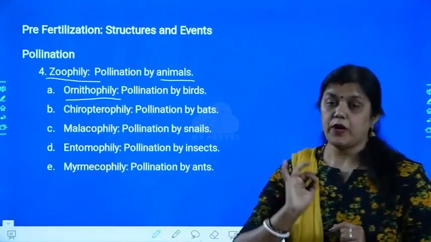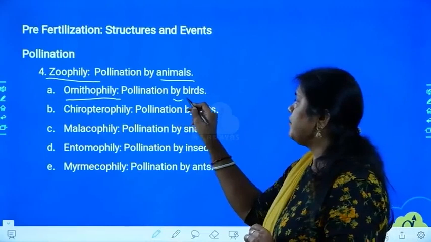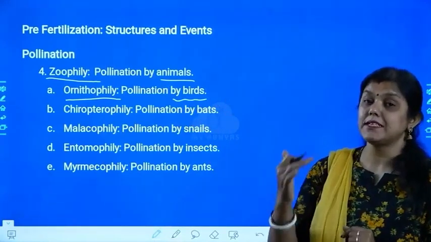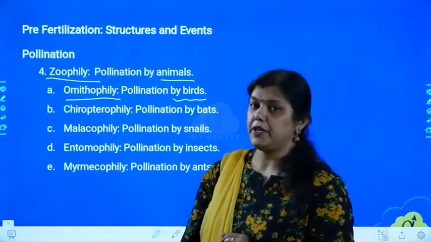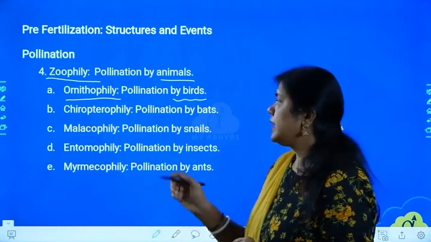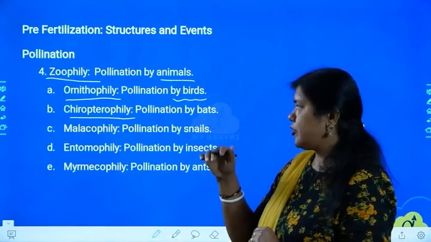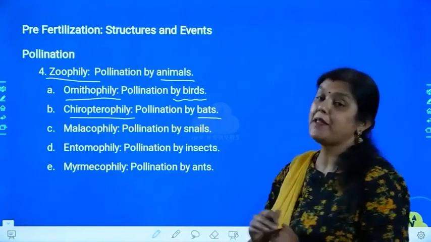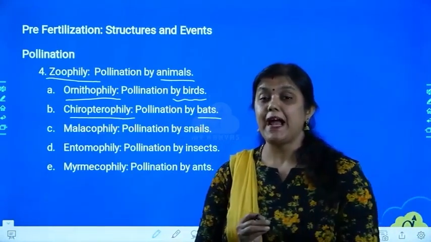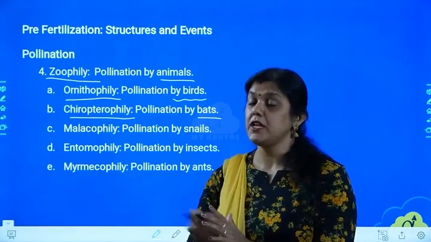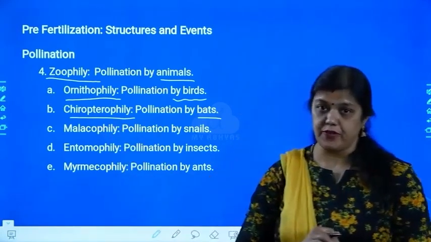Ornithophily. What is ornithophily? Pollination by birds. When birds help in the process of pollination, we call it ornithophily. Then comes chiropterophily. Chiropterophily is the pollination by the bats. The mammal bat helps in the process of pollination, and that is called chiropterophily.